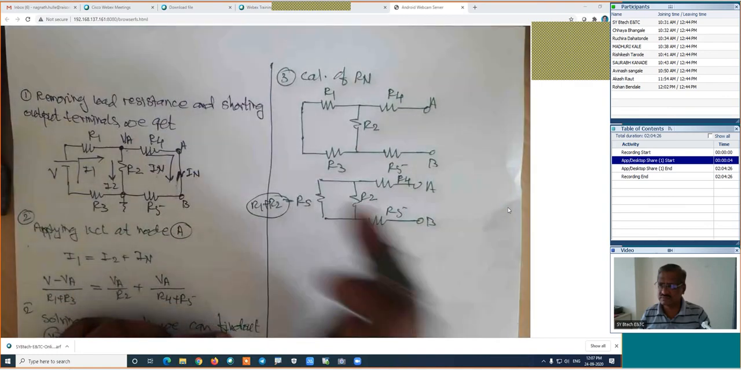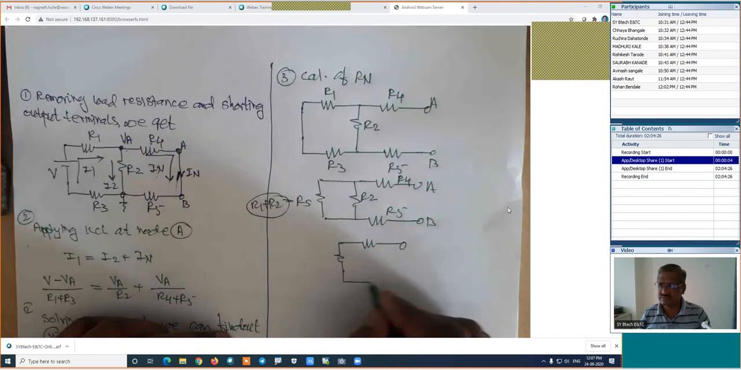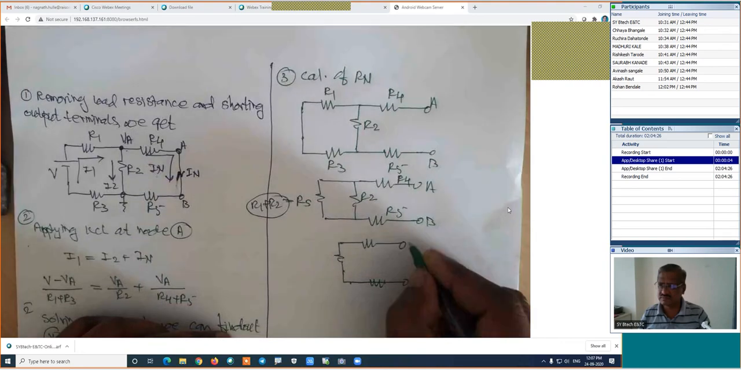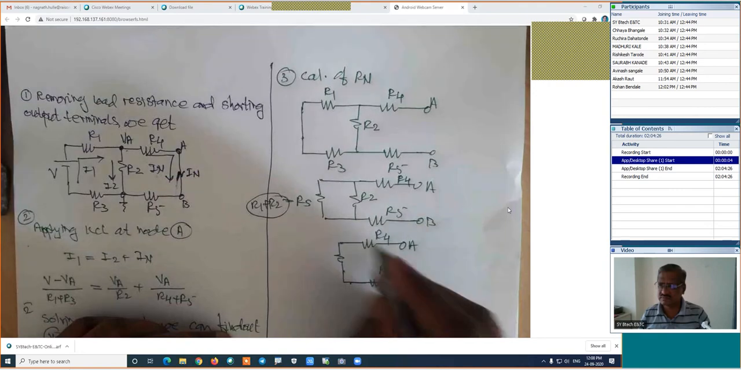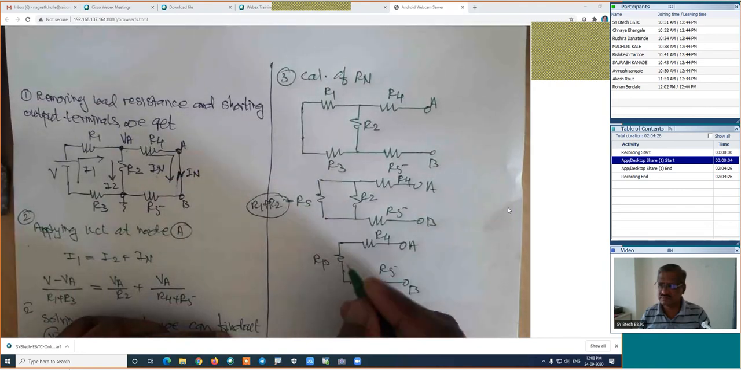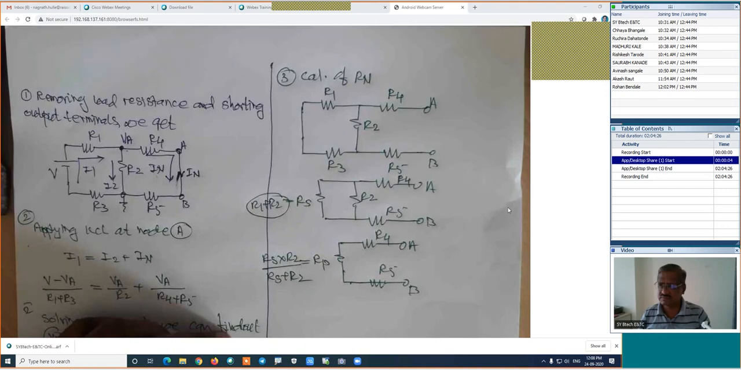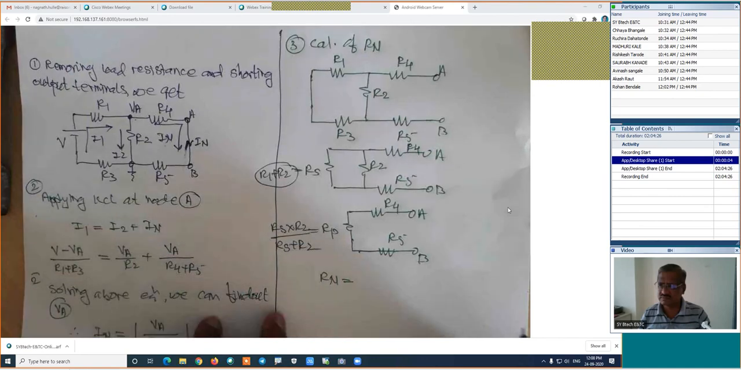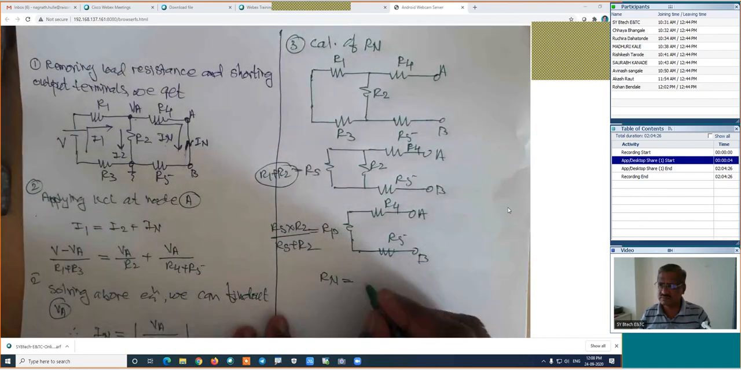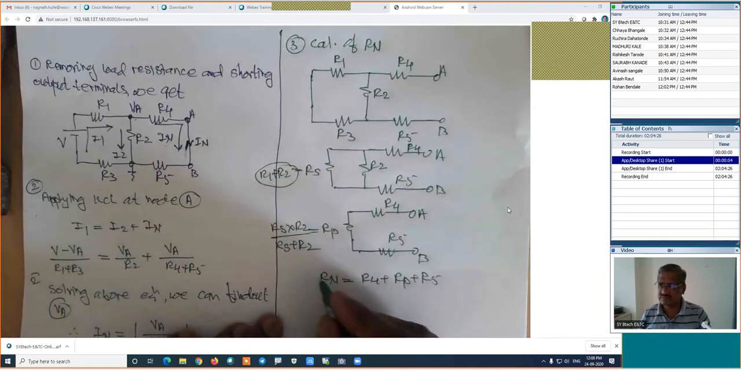Now these are two in parallel. I will call this parallel combination RP. This is A point, this is B point, this is R4, this is R5. Its parallel combination will be RP, and this RP is nothing but RS into R2 divided by RS plus R2. And finally, we can find out Rn, which is Norton's equivalent resistance, the addition of all these. That is R4 plus RP plus R5 is the Rn.